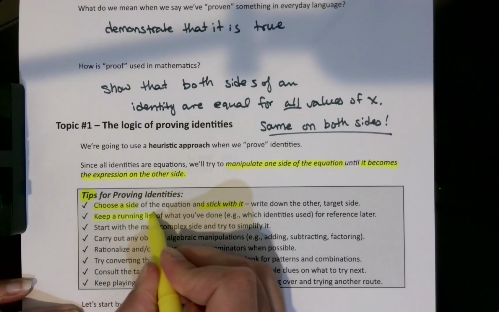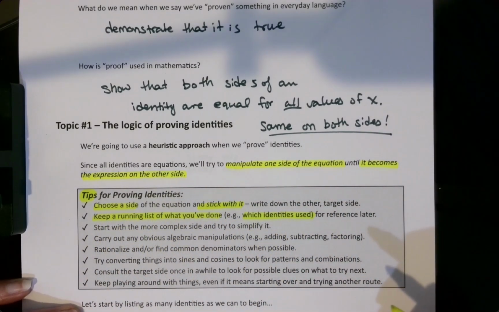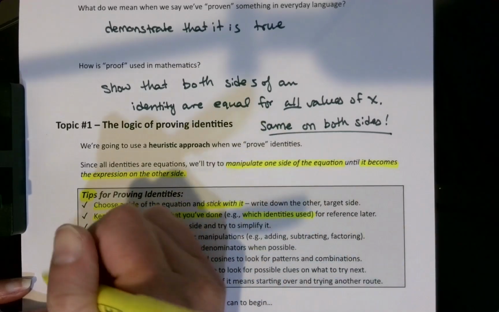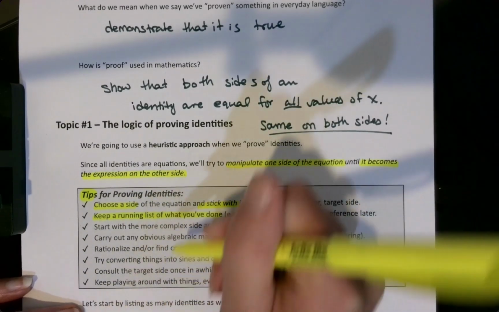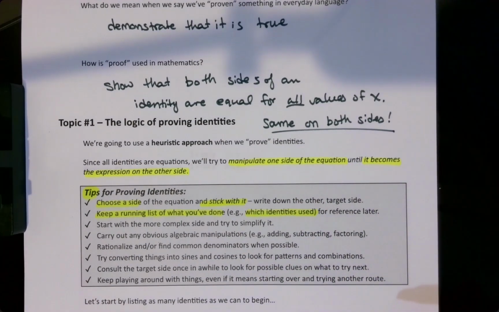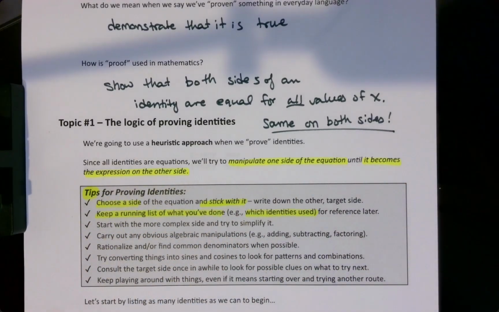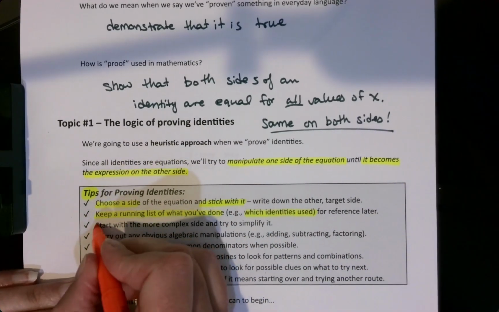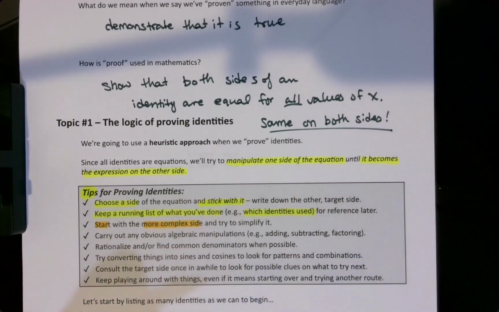Keep a running list of which identities you've used for later reference. It helps to just write down a quick note so that you can go back before an identity or can reprove this, looking up the identities that you used. Okay. You also want to start with the side that is more complex and try to simplify that side.